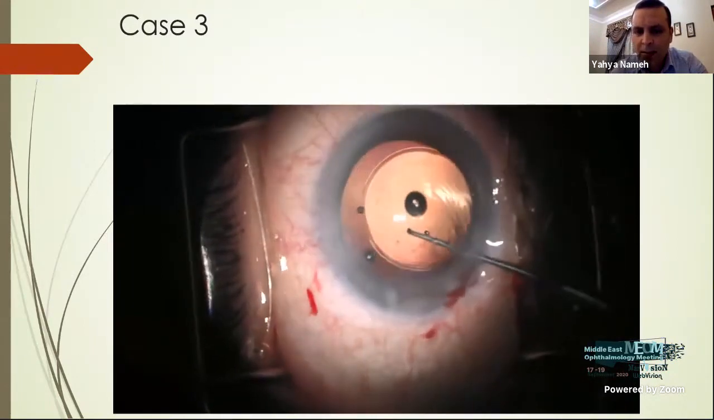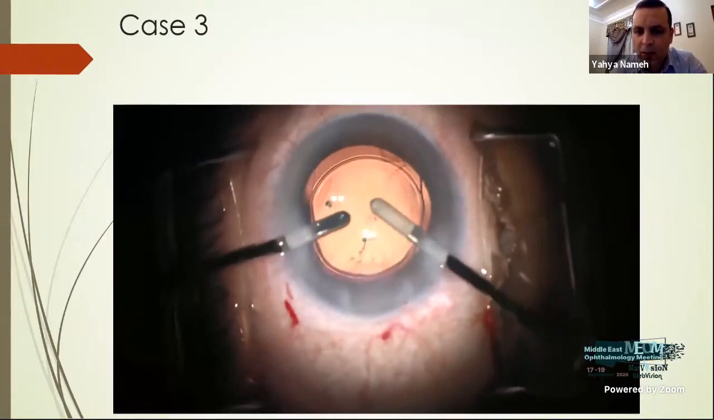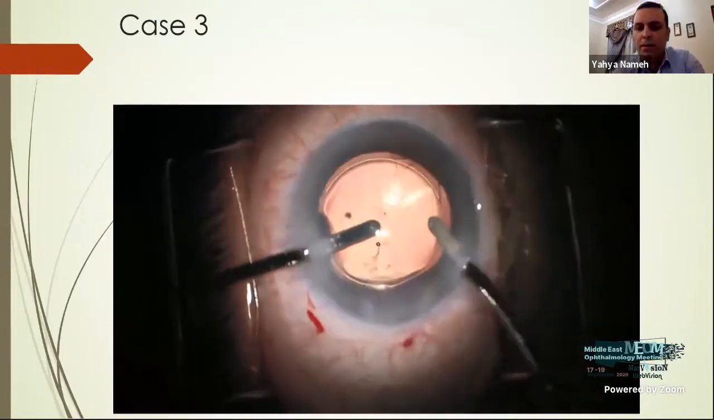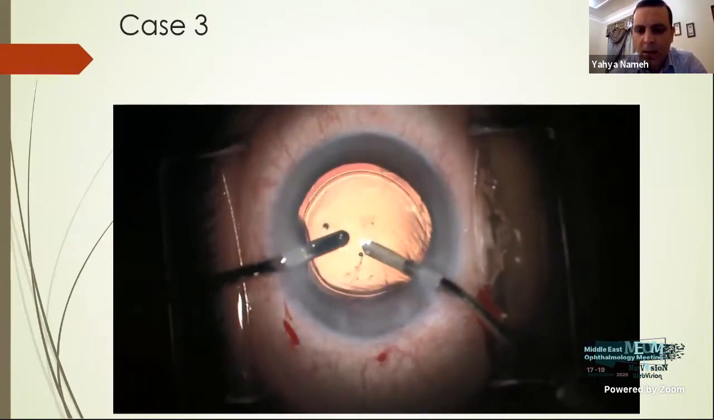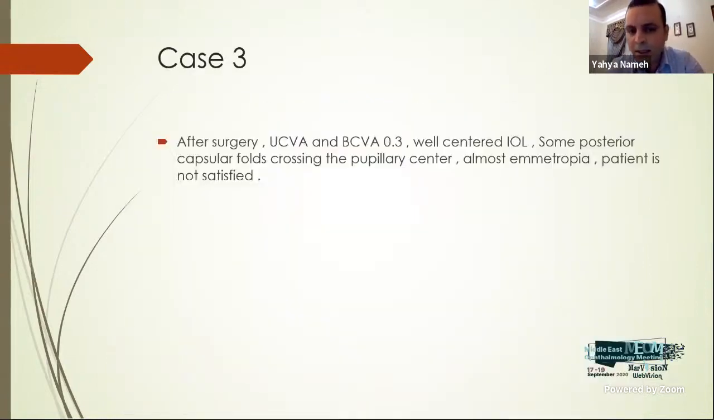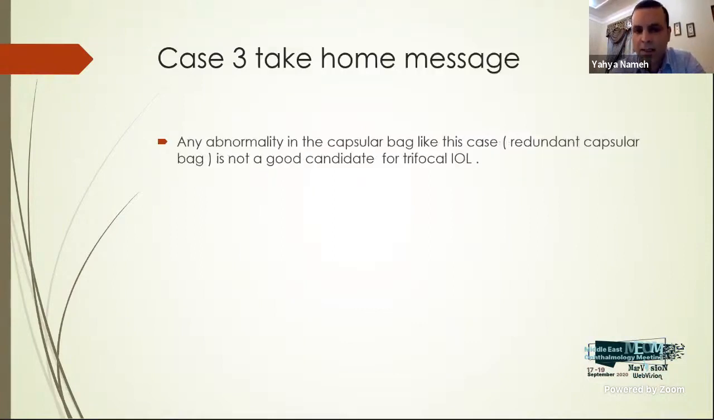Although after surgery the lens was well centered, there were some folds in the posterior capsule that caused some blurring of vision, and the patient was not satisfied. After surgery, the best corrected visual acuity was 0.3. The lens was well centered, but there were some posterior capsular folds crossing the pupillary center. The patient was emmetropic but not satisfied. Unfortunately, I lost the connection with the patient, who did not come back after some follow-up. So the take-home message from this case: any abnormality in the capsular bag, like a redundant capsular bag, is not a good candidate for a trifocal lens.